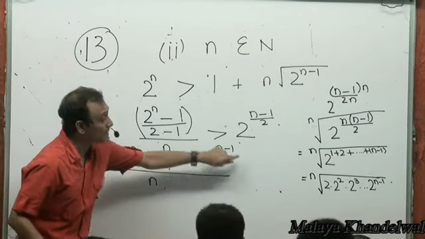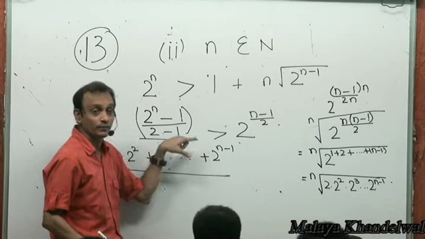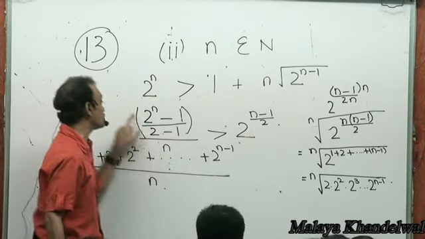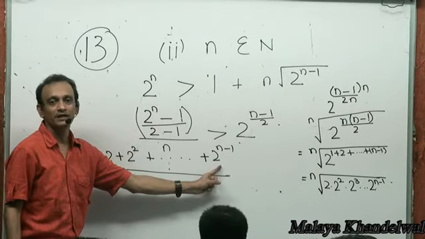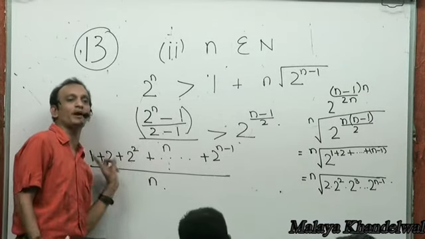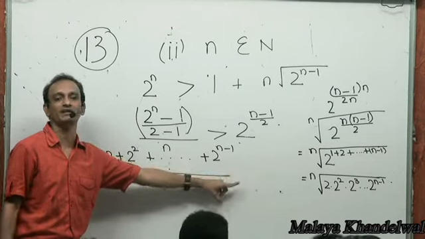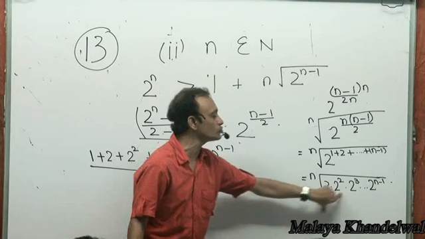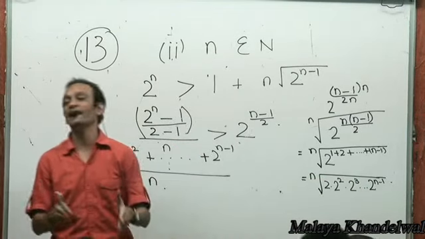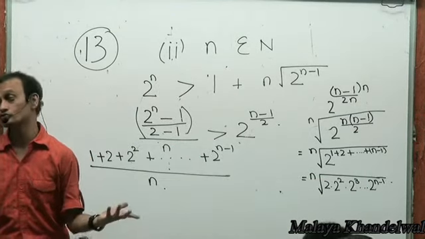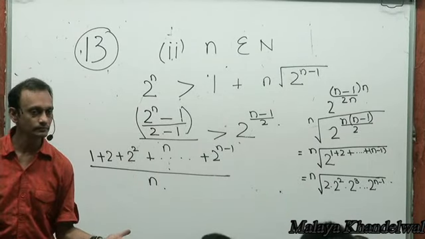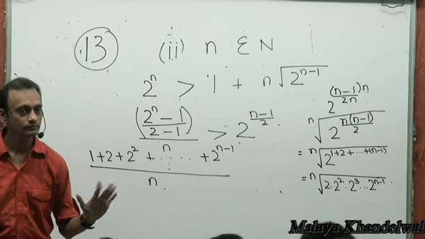And these are all distinct numbers, so the equality cannot occur. Arithmetic mean greater than geometric mean. This right hand side is the geometric mean of these numbers. The left hand side is the arithmetic mean of 1, 2, 2 squared, 2 cubed, up to 2 to the power n minus 1. The right hand side is only the geometric mean of 2, 2 squared, 2 cubed, up to 2 to the power n minus 1. AM bigger than GM, which is true. Got it? Sounds all right?